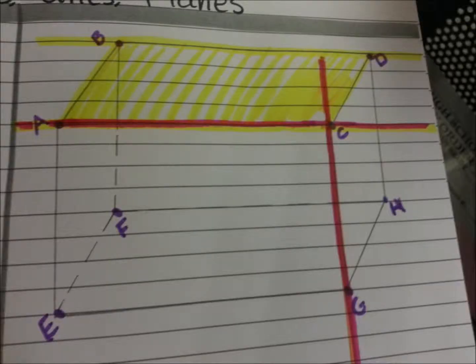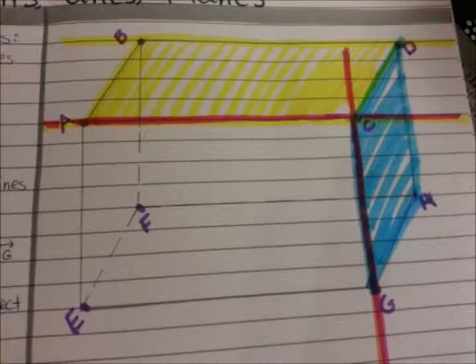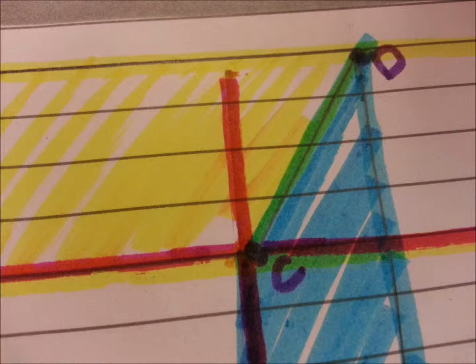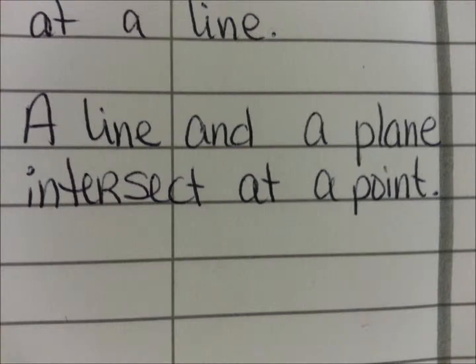Plane ABCD. Well, that top of the box is going to intersect with the side of the box, this plane that I've colored blue, plane CDGH. They intersect at the line that contains the points CD. So two planes are going to intersect at a line. Well, when a line and a plane intersect, they intersect at a point.